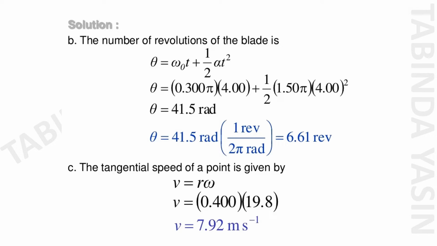Now converting that radian into revolution, we write theta is equal to 41.5 radian into 1 revolution divided by 2 pi radian. That is how we convert the radian into revolution. So that is equal to 6.61 revolution. Now the tangential speed of the point is given, for part C, by v is equal to r omega, and v is equal to 0.400 into 19.8, and multiplying this gives us v is equal to 7.92.